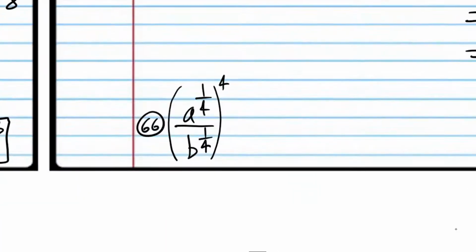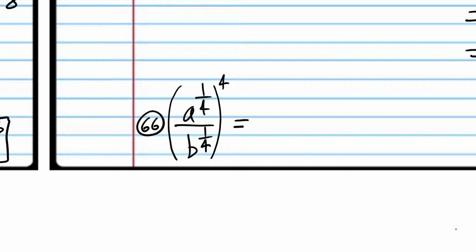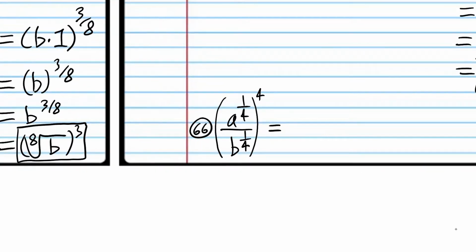All right, we're back. So we're raising a fraction to a power, so we're going to use rule number 4. We take the numerator and raise it to that power. And then divide the denominator raised to that same power.